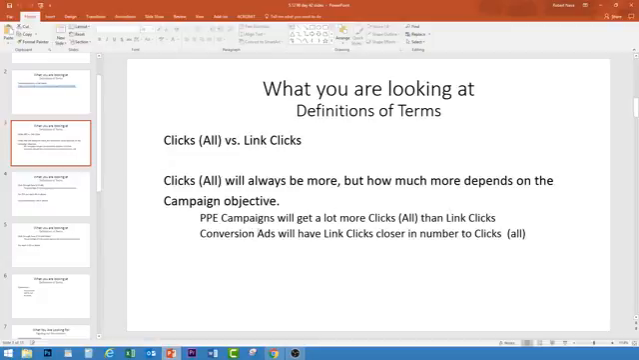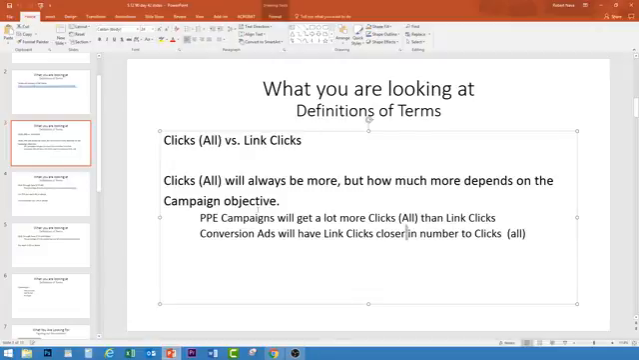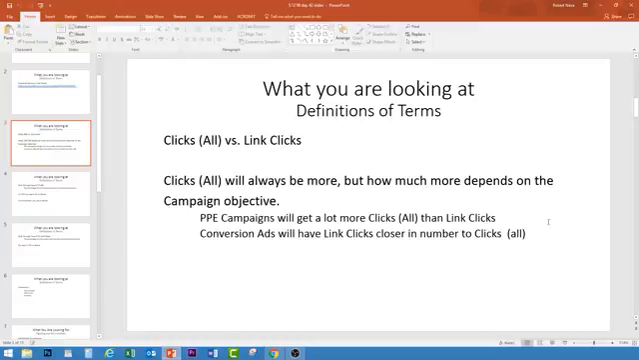Versus the conversion ads, you're going to get a much closer ratio typically. You might get a 1-to-1. Sometimes you'll get more link clicks. Well, I guess you can't get more link clicks than clicks all, but you'll have almost 100% link clicks. You can have more link clicks than reactions. So sometimes when I'm saying you have more, it's reactions, so likes, comments, and shares. You could have 25 link clicks to your website and not 1 reaction on your post. But you're not going to really get that on a page post engagement, because the whole objective of page post engagement is to give you engagement.